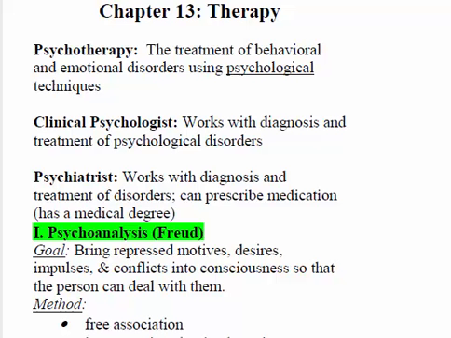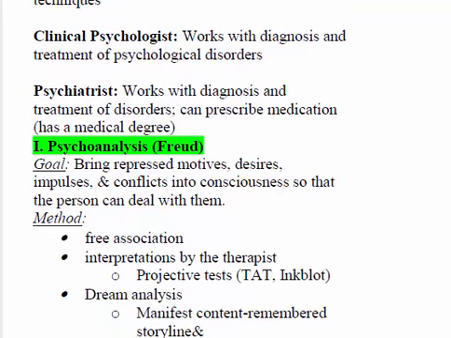A clinical psychologist is one who has their training in abnormal types of psychology, and they work to diagnose and treat disorders using a variety of different therapies, but they cannot prescribe medication. A psychiatrist has a medical degree, and they can prescribe medication.